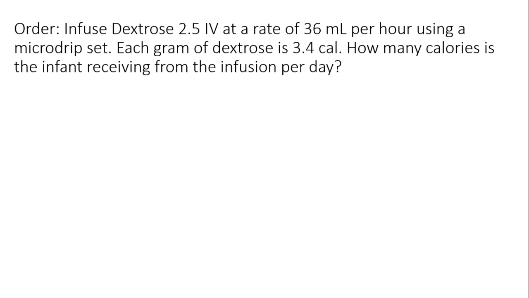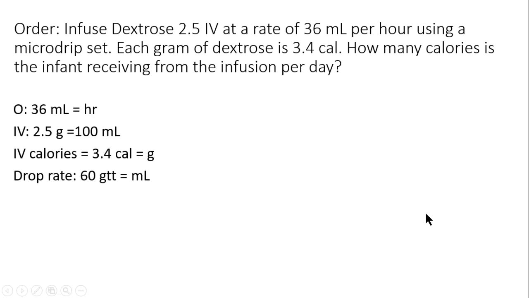Alrighty, so for this one, the order is for 36 milliliters per hour. The IV, since it's dextrose 2.5, means 2.5 grams in 100 milliliters of water. The IV calories are 3.4 calories per gram. And since we're using a micro drip, the drop rate is 60 drops per milliliter, and we're looking for calories per day.